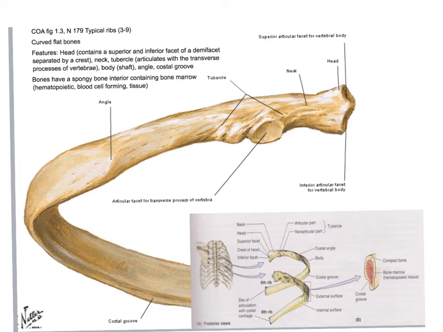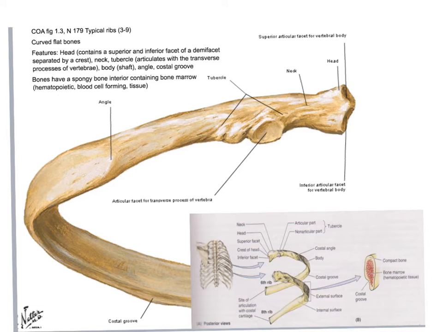In this slide, you're going to be able to see a typical rib. In this case, they're showing a typical rib. And the typical rib is going to show the following. You're going to have the superior articular facet for the vertebral body. You're going to have the inferior articular facet. You're going to have the head of the rib. You're going to have the neck. You're going to have the tubercle of the rib with an articular facet for the transverse process of the vertebra.